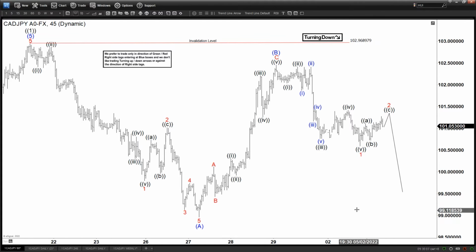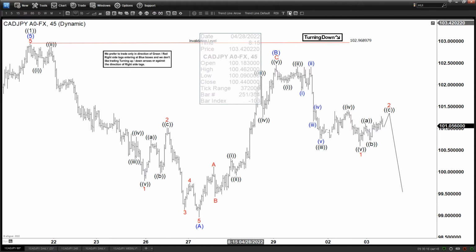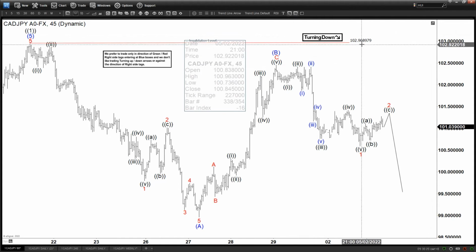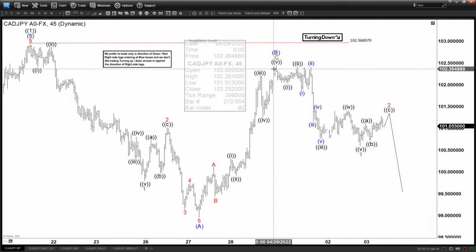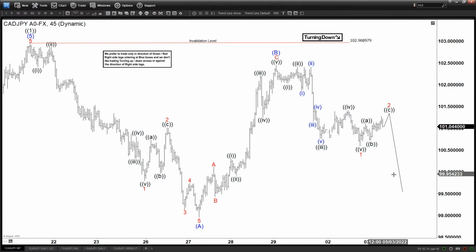Okay, so this is simply suggesting that we should look for the downside as long as we don't break above this 103 right here. And even this B is sufficient here. I mean, if it breaks above this B, most likely it's going to break above 103 as well. So as long as it doesn't break above 102.46, we are looking for the downside.